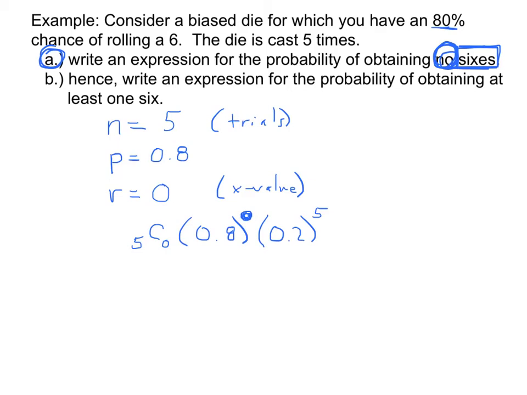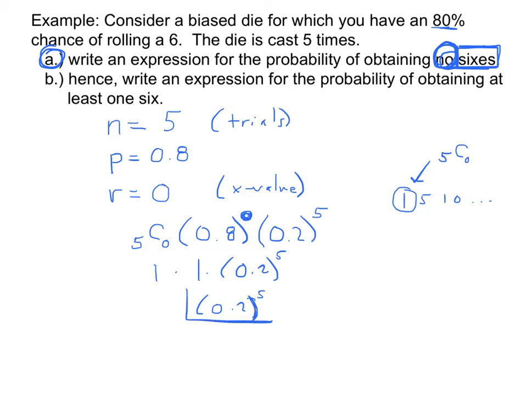We can get 5c0 by looking at the 5th row of Pascal's triangle. 1, 5, 10. And I don't even have to write down the rest of them, because the first number right here is 5c0. So I have 1 times 0.2 to the 5th power. So my answer is 0.2 to the 5th. On a non-calculator section, I feel like leaving these things in a form like that is totally acceptable.